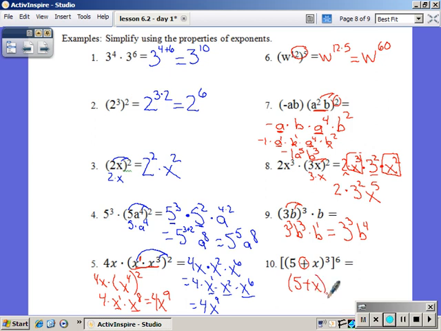The only thing we can do is this power of a power. Power of a power tells us to multiply. I have 6 copies of this quantity to the third. That makes 3 copies of the 5 plus x, giving us a total of 18 copies of that 5 plus x. Again, you cannot distribute that 18 inside. This is a sum. Can't distribute an exponent to a sum or difference, just a product.